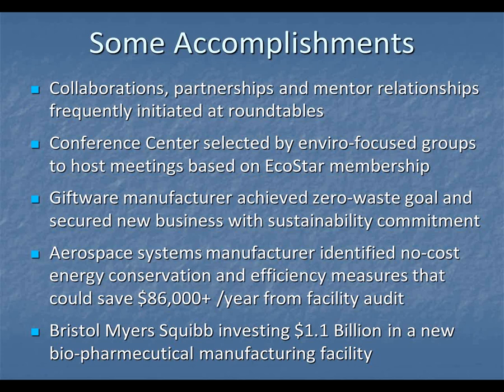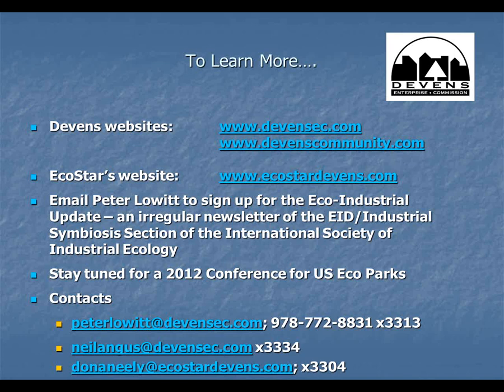So if you want to learn more about what we're doing here, you can look at our EcoStar website. And I put out an irregular newsletter of eco-industrial development and industrial symbiosis, which is another name for eco-industrial development. There are about 23 states with eco-industrial projects in the United States. There are about 30 different projects that I'm aware of today.